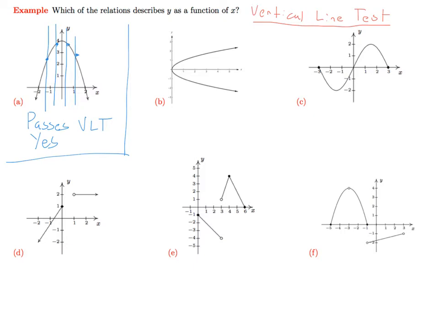Coming over to the next one in part B, here we can see very quickly is one vertical line that I draw that intersects the graph more than once. So for example, when x is equal to 4, we see that this is matched with 2 different y coordinates. So this fails the vertical line test, which means each x coordinate doesn't have exactly one y coordinate. Some have 2. So this is not a function.